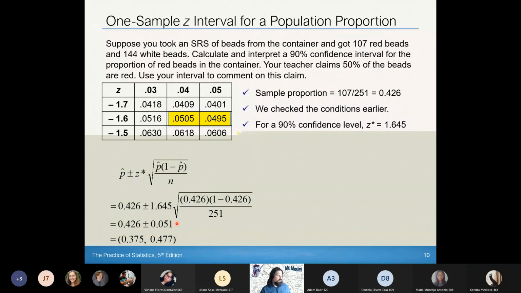This number here, the number we end up adding or subtracting after multiplying the critical value and standard error, is considered the margin of error, which will be talked about next.